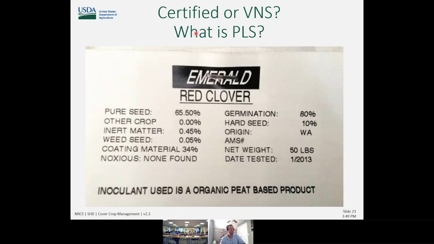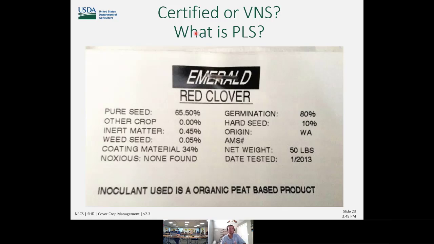So we have to think about VNS. VNS is just the opposite of what certified is. VNS is variety not stated. We have no idea what the variety of that seed is. We have a good idea of what kind of seed it is in terms of species. That could be red clover, but it could have Louder red clover in it, it could have Carl Koch red clover, it could have Jamie Arthur's red clover in it.